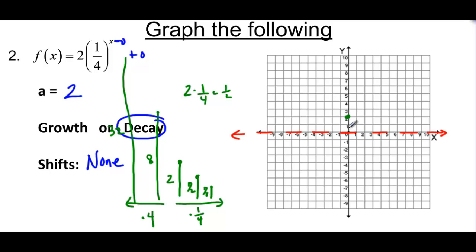So I know this number is 2. The next number is 8. The next number, going backwards, would be 32, which is off my graph. Going to the right, I would get 1/2. Then I would get 1/8, and so on. So this one's much steeper. So my graph would look like this. And again, it's going to go towards that dotted line. And it's decaying as I go to the right.